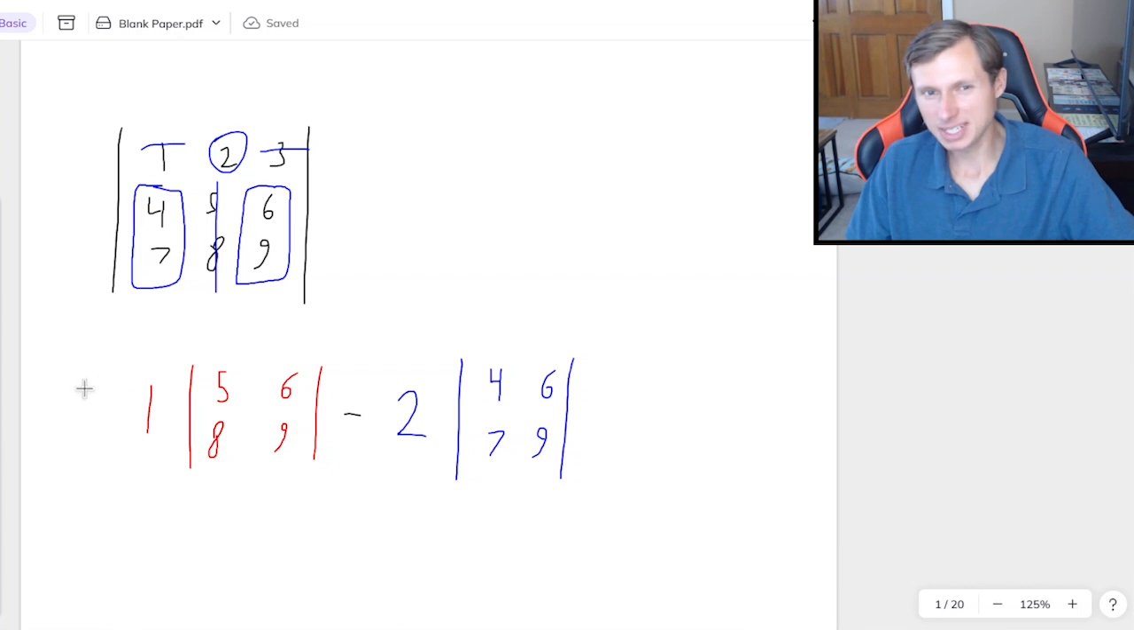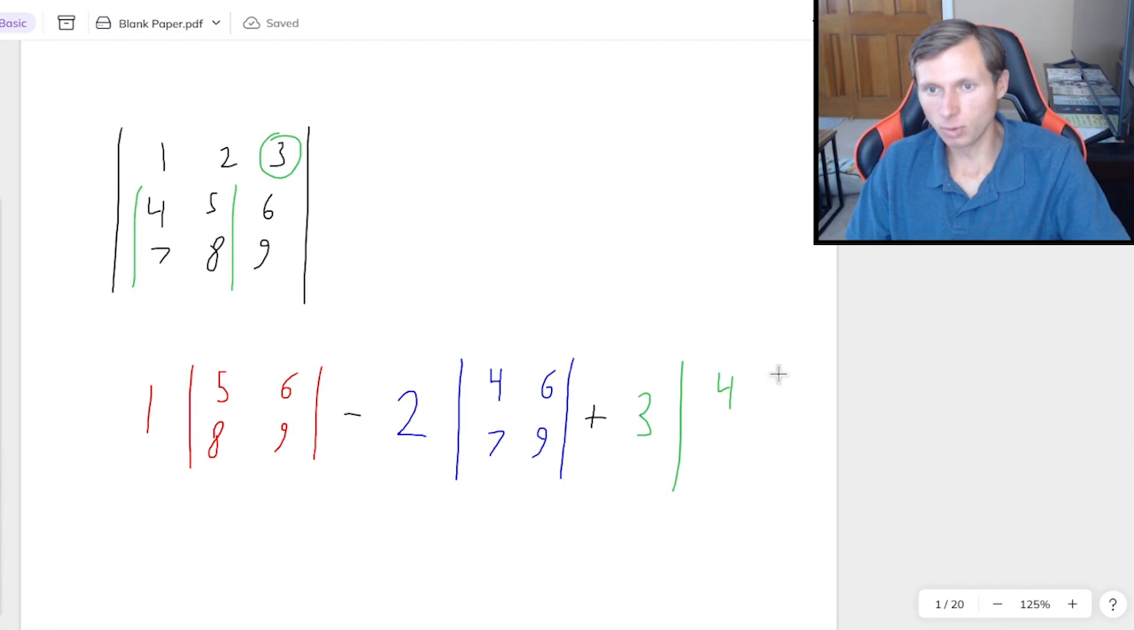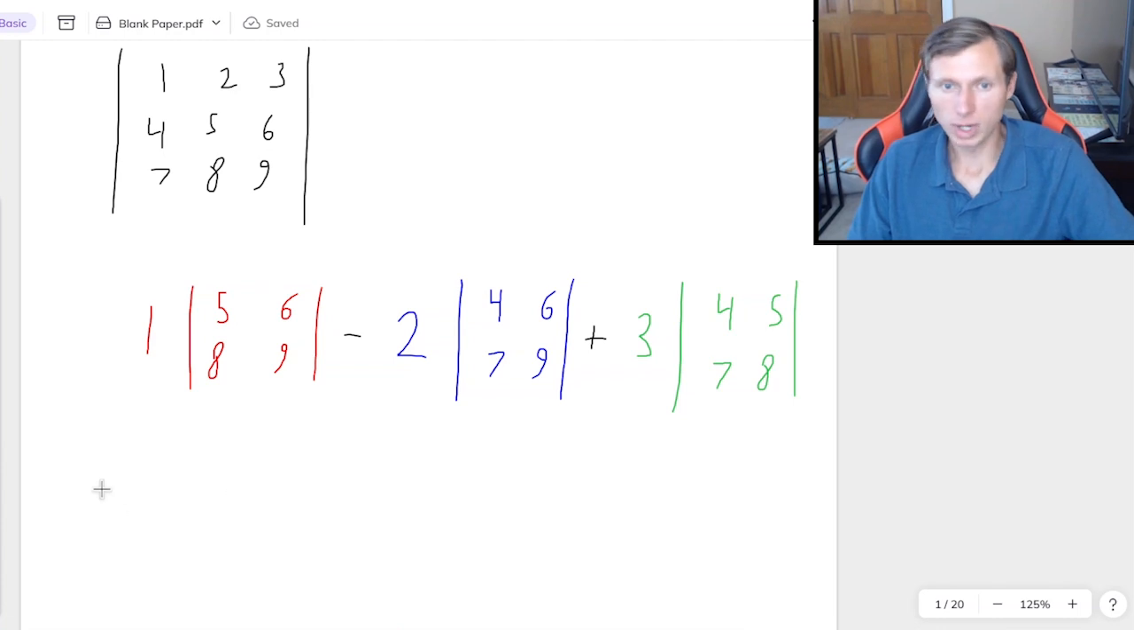But assuming this makes sense now, I'm going to erase again and do it one more time. This time with the 3, and I'm finding the determinant of this matrix in the bottom left corner. So since we alternate signs, this is back to plus, and it's going to be 3 times the determinant of 4, 5, 7, 8. And now for the rest of this problem, it's just a lot of simplifying. So watch how I do this.